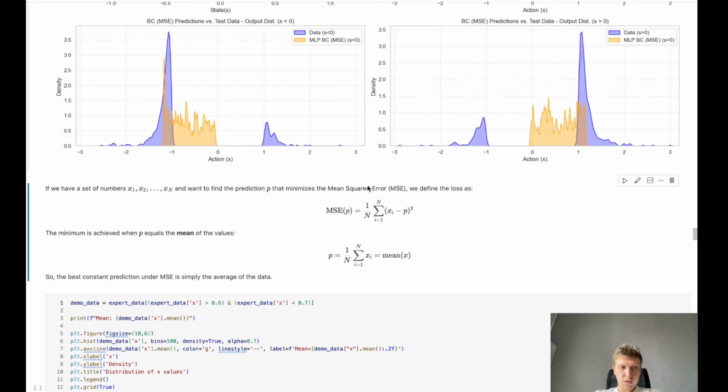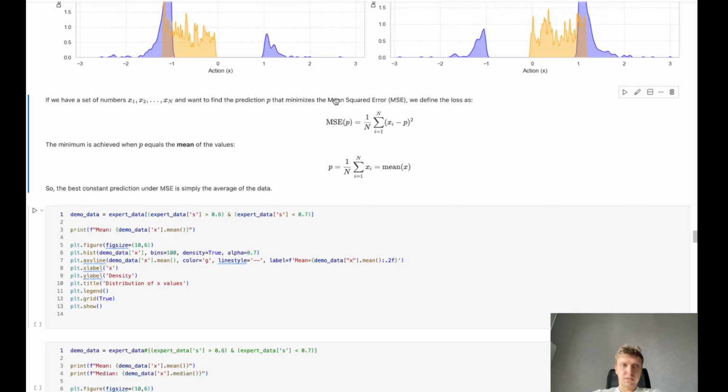If you look at MSE loss, let's say you have some set of numbers x1 to xn, and you want some prediction p that minimizes the mean square loss for this set of numbers, so minimizes this function. Then the optimal p that minimizes it equals the mean of these x, the average value of x. It's a very important concept, and I think it's very well known, and it's very easy to prove from this formula that this is the value that minimizes this loss.